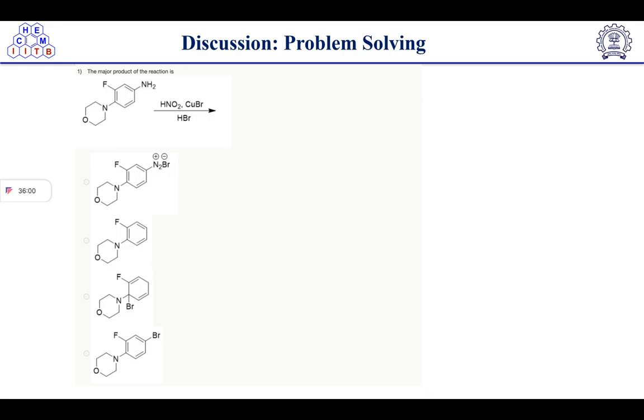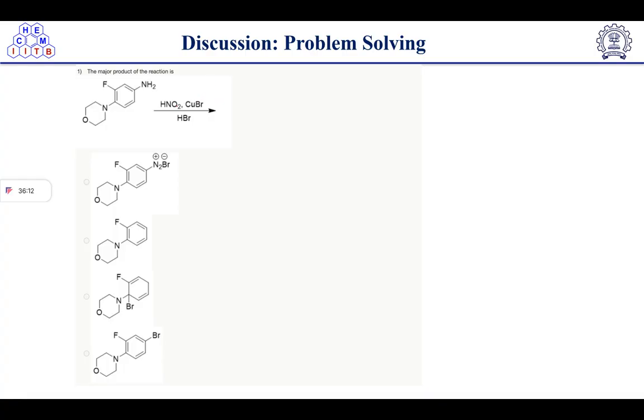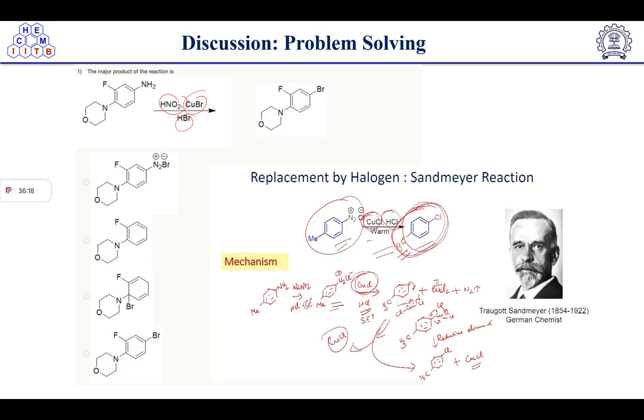Next, the major product of the reaction is, here we have again acid HNO2 here we have, right? Here also we have nitrous acid, copper bromide, and acidic condition. We'll see the mechanism. Now till diazo everyone is clear, right? This is going to attack on this one, and we'll get diazo. Okay. After diazo formation, what is the next?